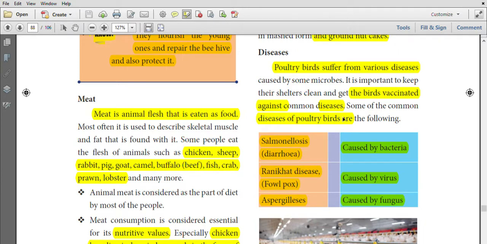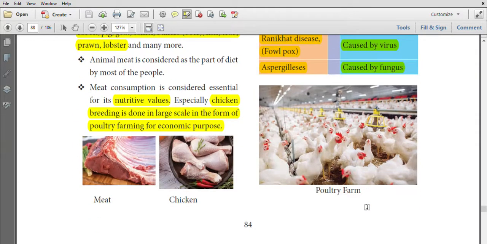Diseases of poultry birds: salmonellosis, which is caused by bacteria. Chronicle disease, which is caused by virus. Aspergillosis, which is caused by fungus. It is a poultry farm.